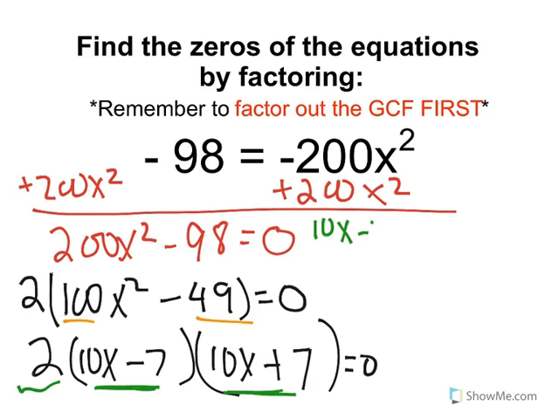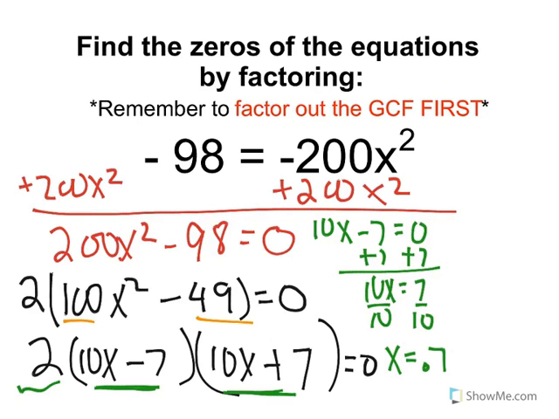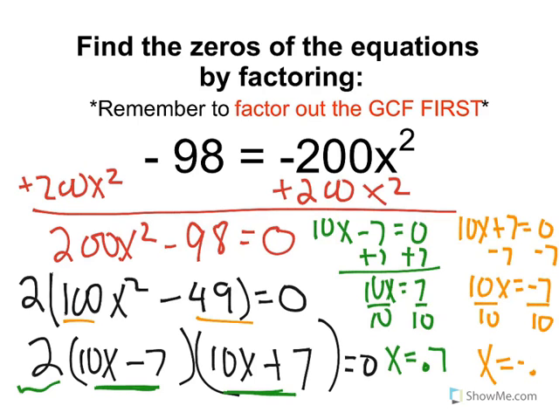So we have 10x minus 7 is equal to 0. Add 7, add 7. 10x is equal to 7. Divide by 10, divide by 10. X is equal to 0.7. And then our second one, 10x plus 7 equals 0. Subtract 7 to both sides. 10x is equal to negative 7, divide, and x is negative 0.7. So those are our two solutions here. So that's where that parabola would hit the x-axis.